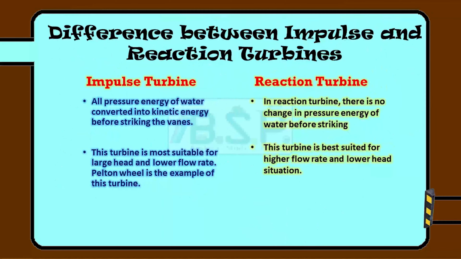Next difference. In impulse turbine, all pressure energy of water is converted into kinetic energy before striking the vanes, whereas in reaction turbine, there is no change in pressure energy of water before striking. The last difference is, in impulse turbine, we use it for large head and lower flow rate. Pelton wheel is an example of impulse turbine, whereas reaction turbine is best suited for higher flow rate and lower head situation. So that's all for today's video.